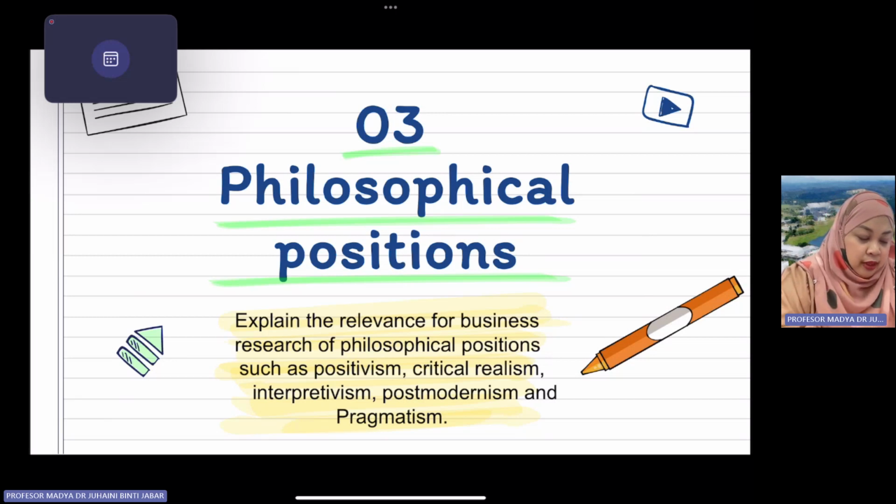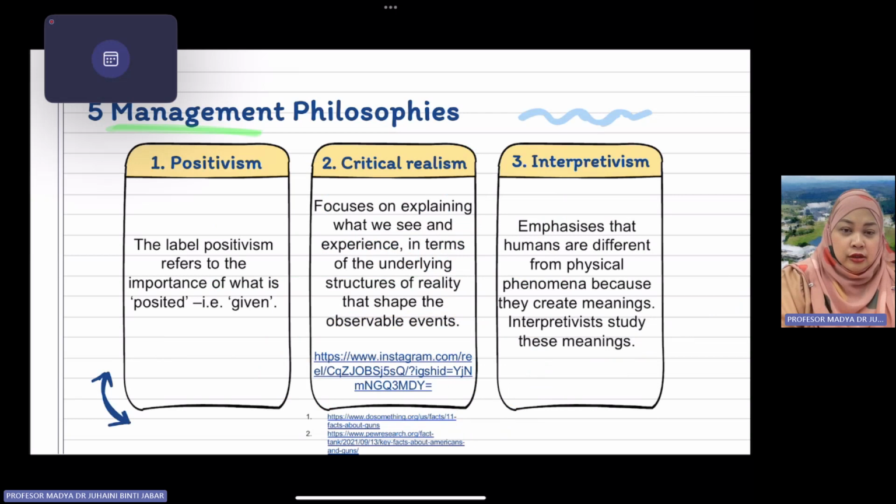So the first one will be positivism. Positivism is usually related to a positivist approach of research, whereby you use statistical data, objective data. So if you look into positivism, it's more on answering the question yes or no, whether there is this situation or not.